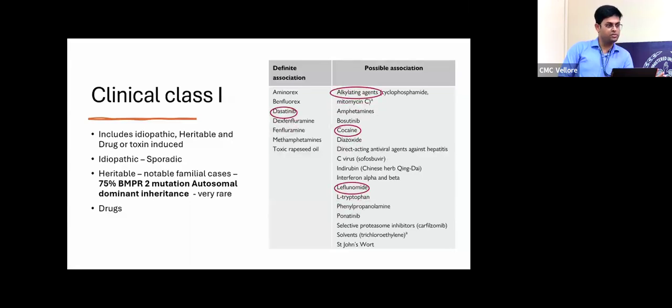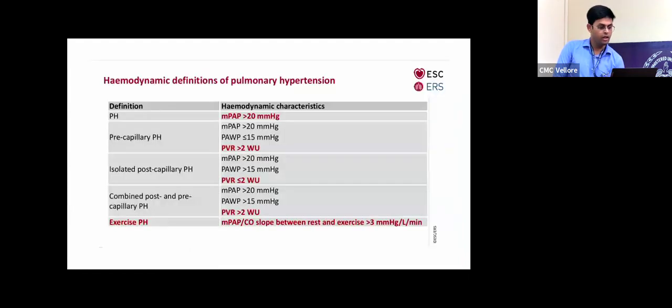Alkylating agents, cyclophosphamide is one of the commonly used drugs in many departments. If a patient presents with pulmonary hypertension with a history of significant use of cyclophosphamide, we have to think of pulmonary veno-occlusive disease. It is notorious for causing those diseases. Other drugs like cocaine, leflunomide: cocaine we don't see often, but leflunomide we see in many patients with rheumatoid arthritis. Moving on to the hemodynamic definition of pulmonary hypertension.